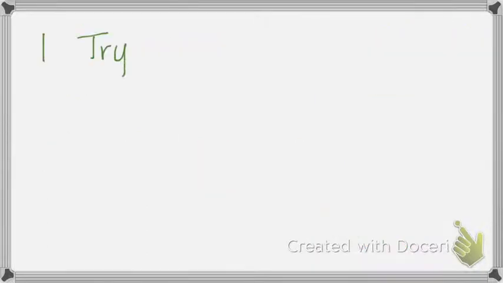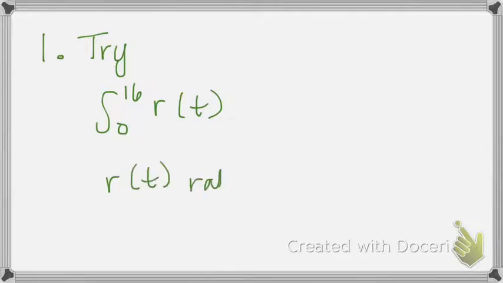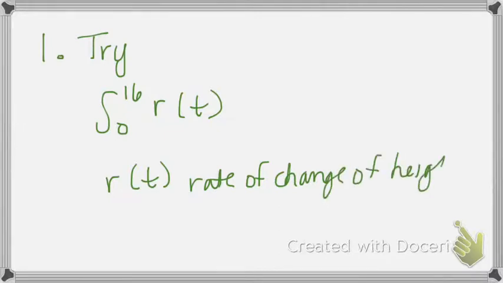So here's one try problem, and there'll be another one at the end. Let's say that we have the integral from 0 to 16 of r of t, where r of t represents the rate of change of height, where t is in years. I want you to describe what that means.